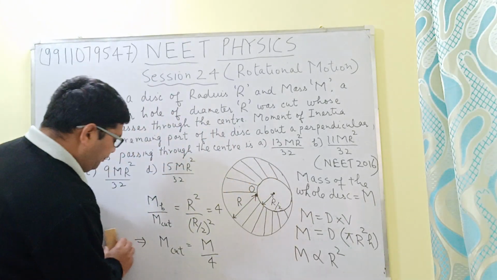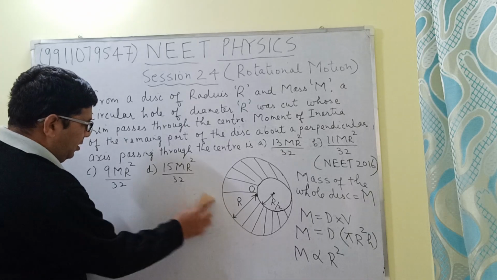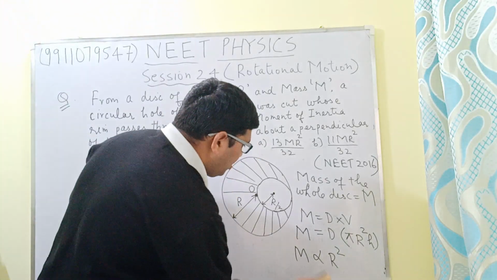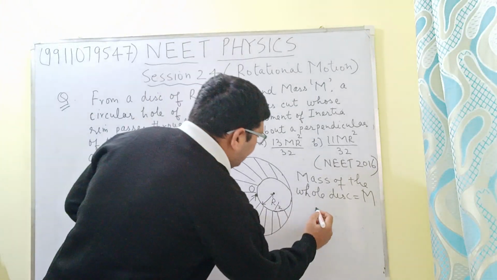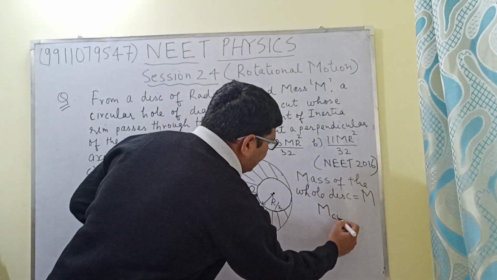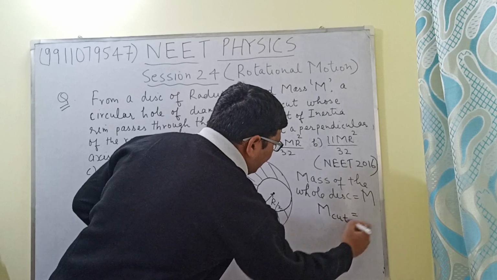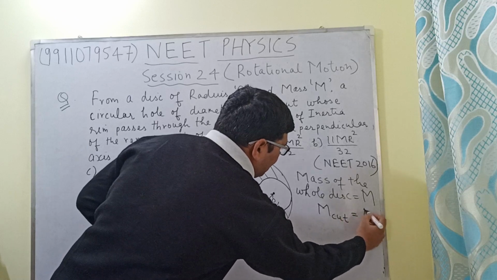So here I will be writing that the mass of the cut disc, which I am denoting by m cut, is equal to m by 4.